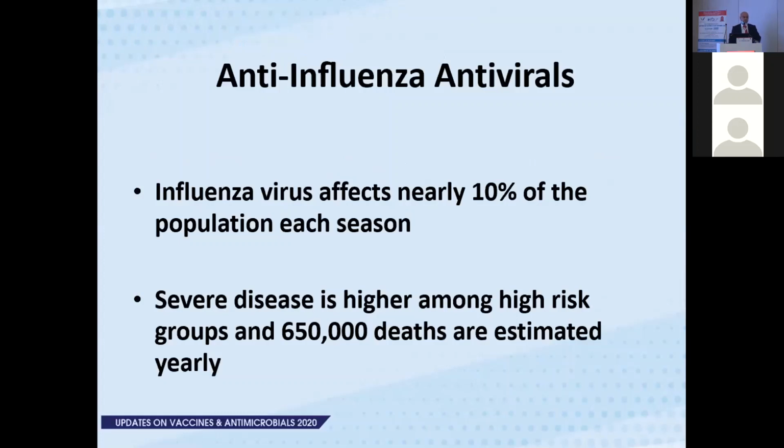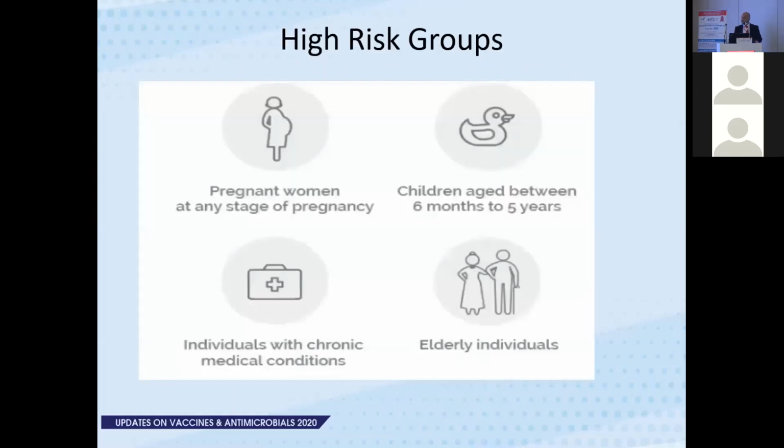As you all know, influenza virus affects around 10% of the world population yearly, and it might cause severe cases in up to 5 million people worldwide, with 650,000 deaths each year, especially in high-risk groups, such as pregnant women, children, and those with underlying chronic conditions or immunosuppression, and elderly individuals above the age of 65.